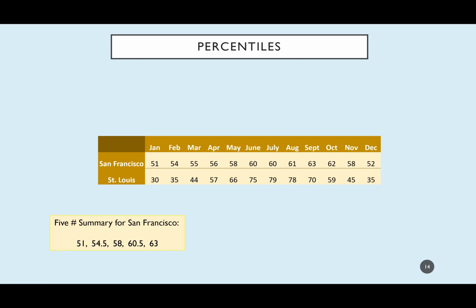Summary for San Francisco, we ended up with 51, 54.5, 58, 60.5, and 63. And the point of the 5-number summary is to break it out into quarters, which is why we needed quartiles. So even though we have 5 numbers, we can look at this as kind of breaking the total range of data into these 25% chunks.